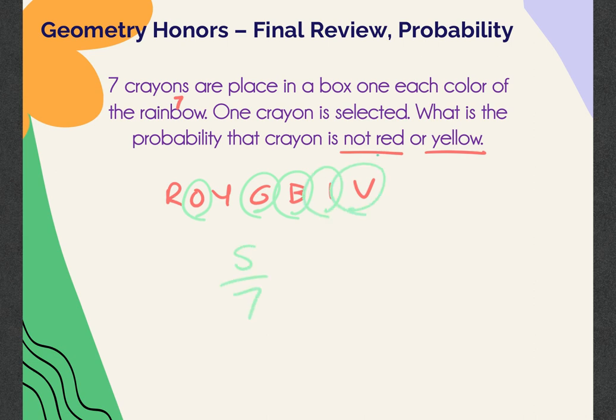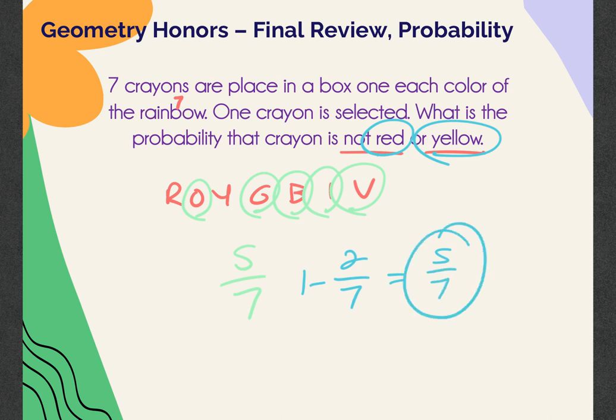Or you could have counted how many were red and yellow, which is 2 out of the 7, and subtract it from 1. So you'd still get 5 out of 7. So that's using the complement to find it. Sometimes, if there are more things that you don't want than what you do, then it's easier to do it that way.